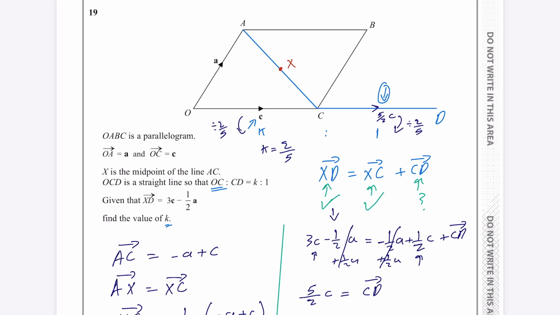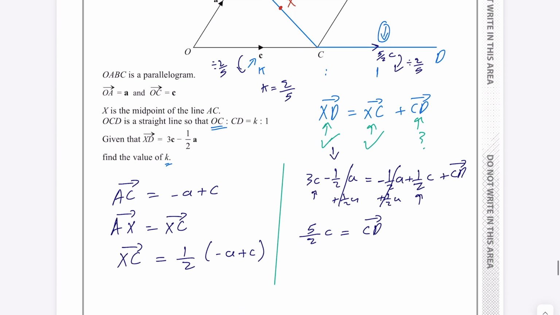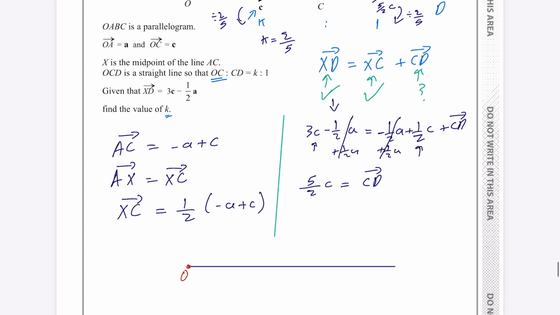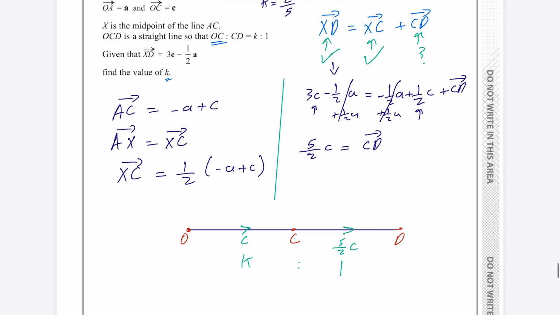Hopefully that made sense, and if it didn't, I'll draw it out again here. So that's a straight line. That's O, that's C, and that's D. And they've told us the vector for this bit here is C. I've found the vector for this bit here to be 5 over 2 C. And in the question they told us OC is K, and this is 1. That's the ratio they want it in. So they're saying when this is 1, what is K?